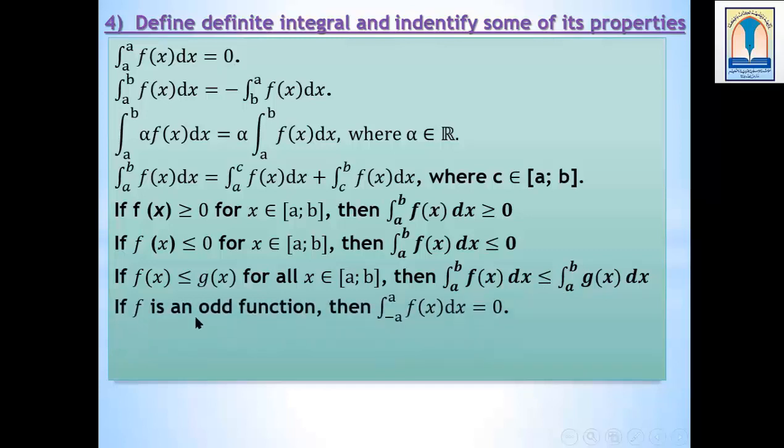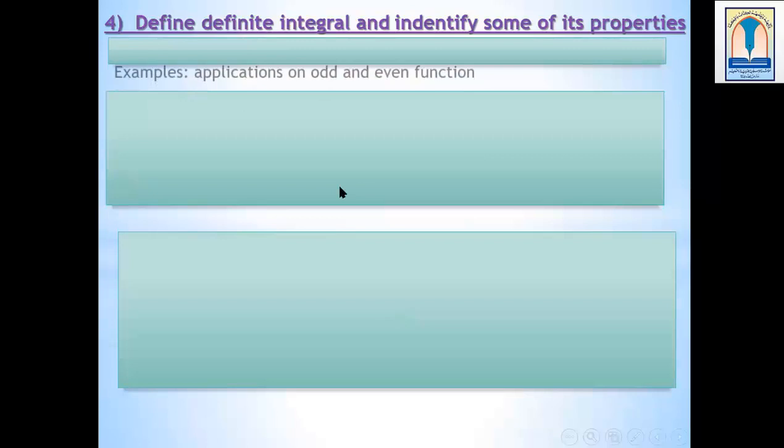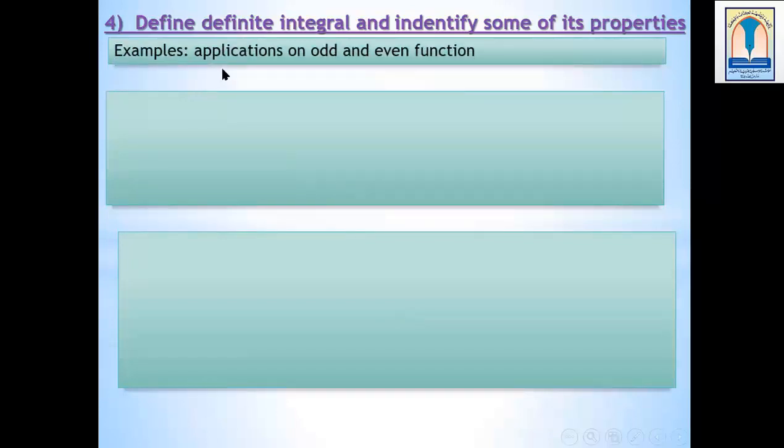Now, if f is an odd function, meaning f of minus x equals minus f of x, then the integral from minus a to a of f of x dx equals 0. If f is an even function, then the integral from minus a to a of f of x dx equals 2 times the integral from 0 to a of f of x dx. Example: applications on odd and even functions.